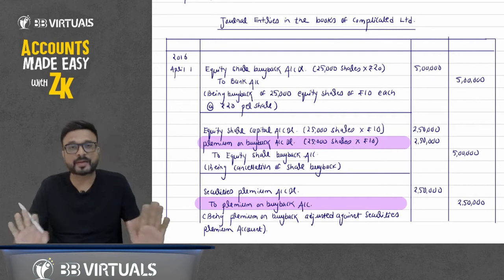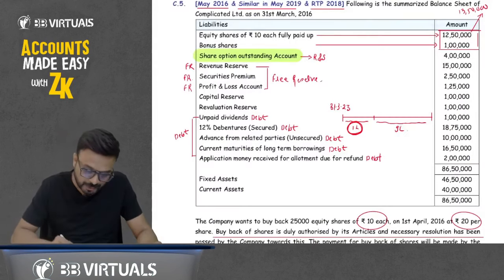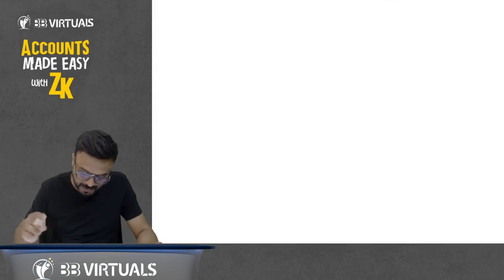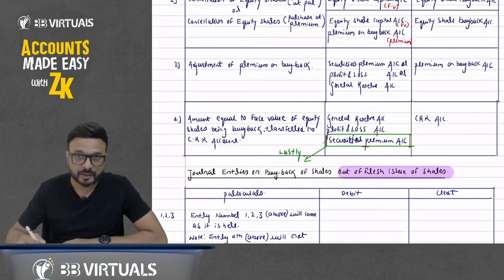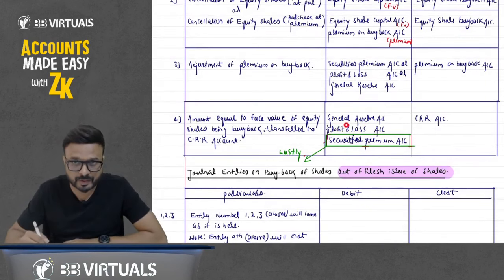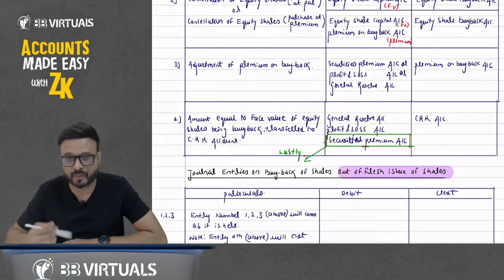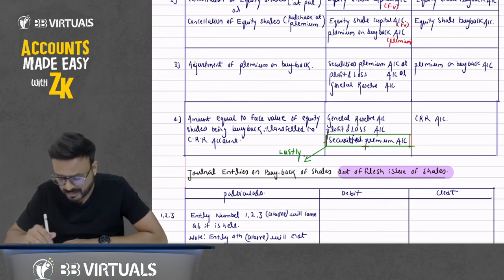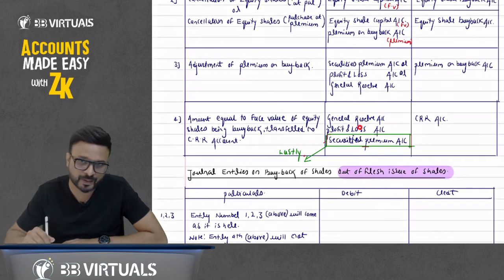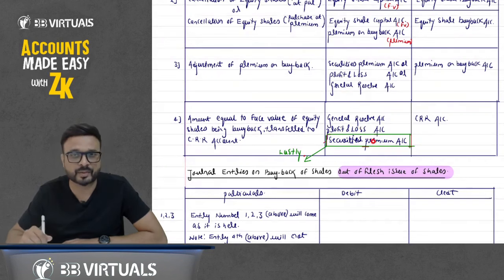Now it is not out of a fresh issue of shares, it is out of profit. So we have to transfer to which account? CRR account. What entry do we pass here? We can utilize general reserve and profit and loss account. We can also utilize securities premium, but don't give priority to securities premium when you transfer to CRR account. Because what I have observed is that institutes transferring to CRR account at the time of buyback of shares out of profit generally don't utilize securities premium here. So first preference goes to general reserve, then profit and loss account. If you don't have balance, then only utilize securities premium.